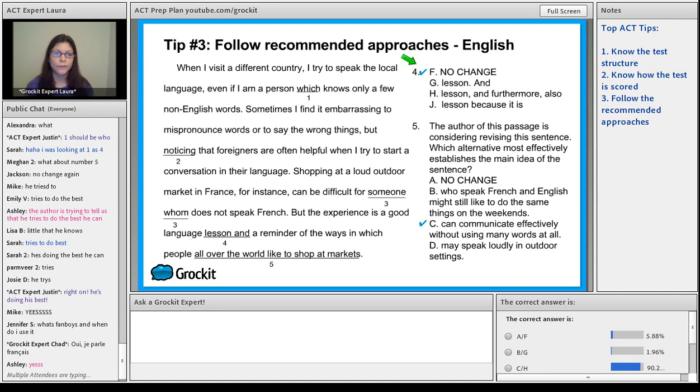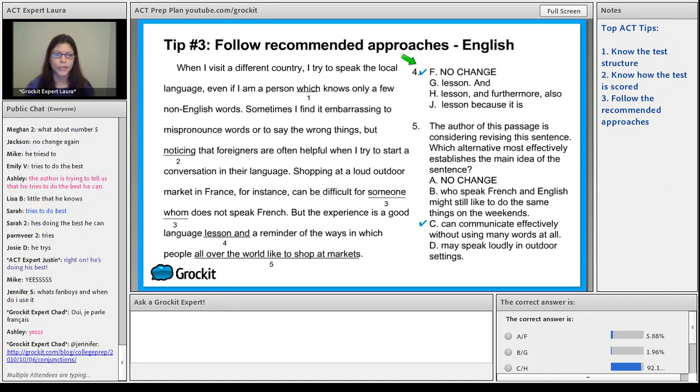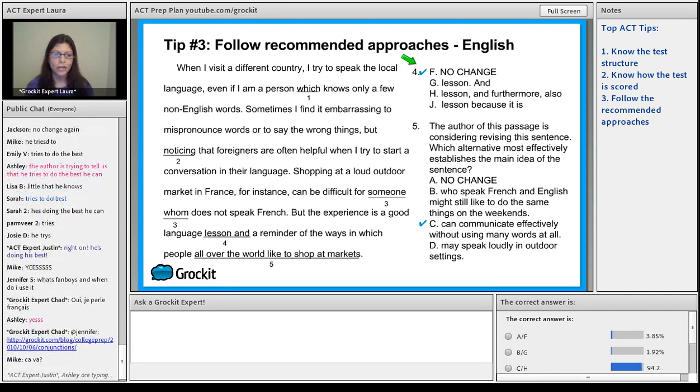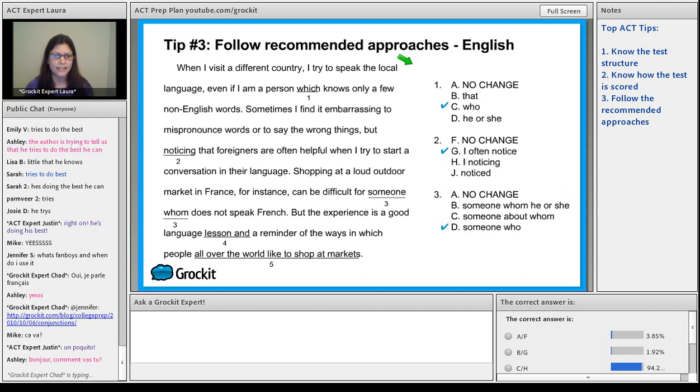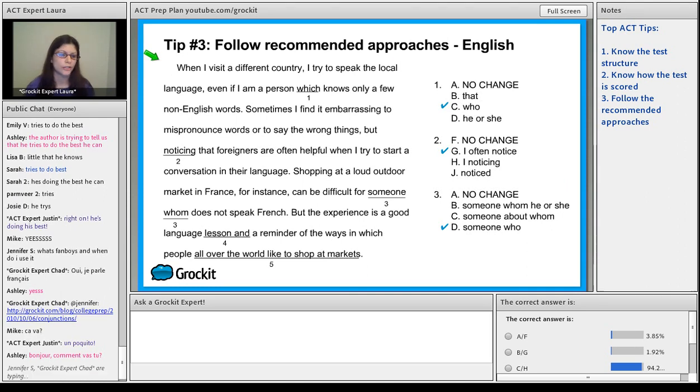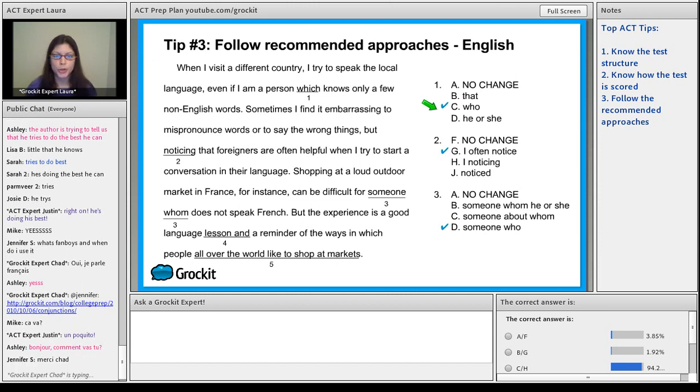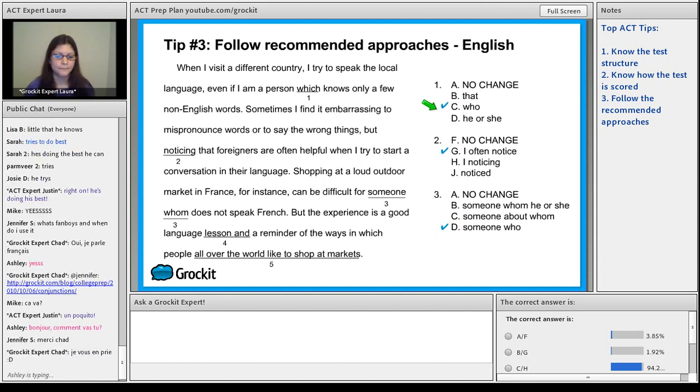So question number 4, the correct answer is F. Question number 5, the correct answer is C. But if you're wondering about 1, 2, and 3, I'll go back for you. So 1, 2, and 3 are right here. If anyone was looking at the slide and saying, wait a second, how is it no change? It was 1 is C, 2 is G, 3 is D, and then we had 4 is F, and 5 is C. So that concludes our English portion.